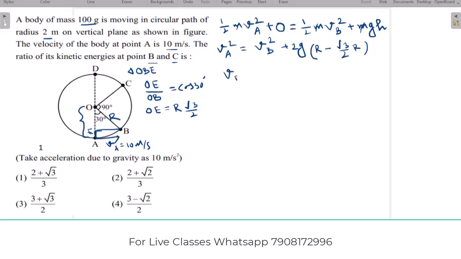So, VB square is equal to VA square minus 2gh. Now, the value of velocity at A is 10 meter per second. So, 10 square is 100. VB square is VA square minus twice g, the value of g is 10, twice g, and if we take R as common, the value of R is 2, divided by 2. If we take this 2 out from the parenthesis, then it becomes 2 minus root 3.